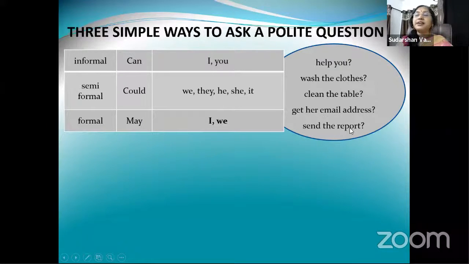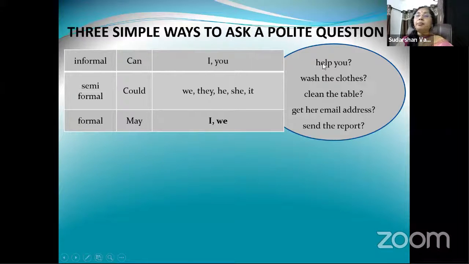When you say something like this, sending a report, if it is talking between two very informal people, two friends, you can say, can I send? But this sentence, sending the report, is a formal situation. Washing the clothes is not an official situation. So these things, the actions that we do, will determine whether we use can or could or may.